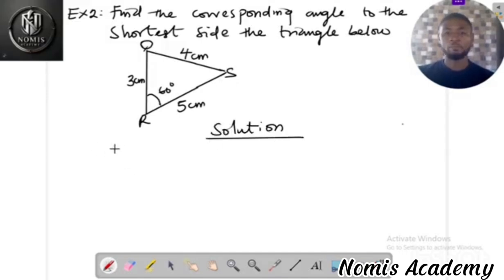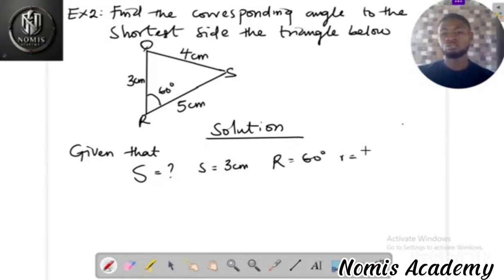So we'll say the given parameters are: capital letter S is unknown, but small letter s is 3 centimeter. We are given angle R, so we'll take that R now: capital letter R equal to 60 degree and small letter r is equal to 4 centimeter. To find the angle corresponding to the shortest side, that is small letter s.